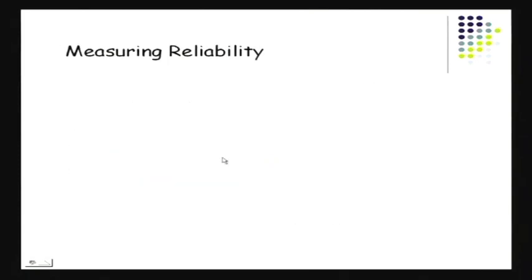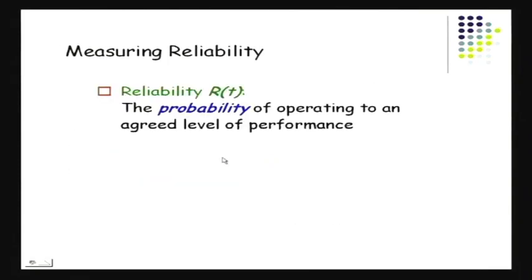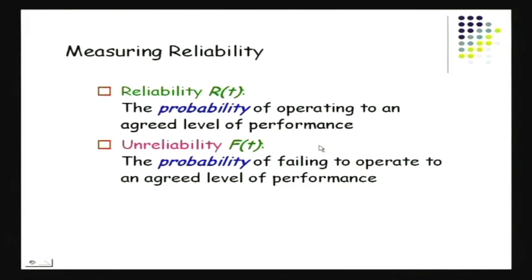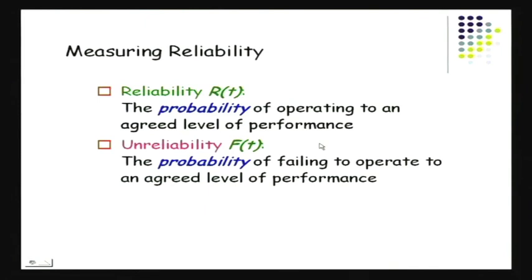We'll take a look at, as we go into this, measuring reliability. How do you do it? One great way is to look at the probability of operating to an agreed level of performance over a period of time. This is R(t). R(t) is the reliability, that's the probability. And unreliability, of course, is the probability of failing to operate over that period of time that you'd like it to be functioning.